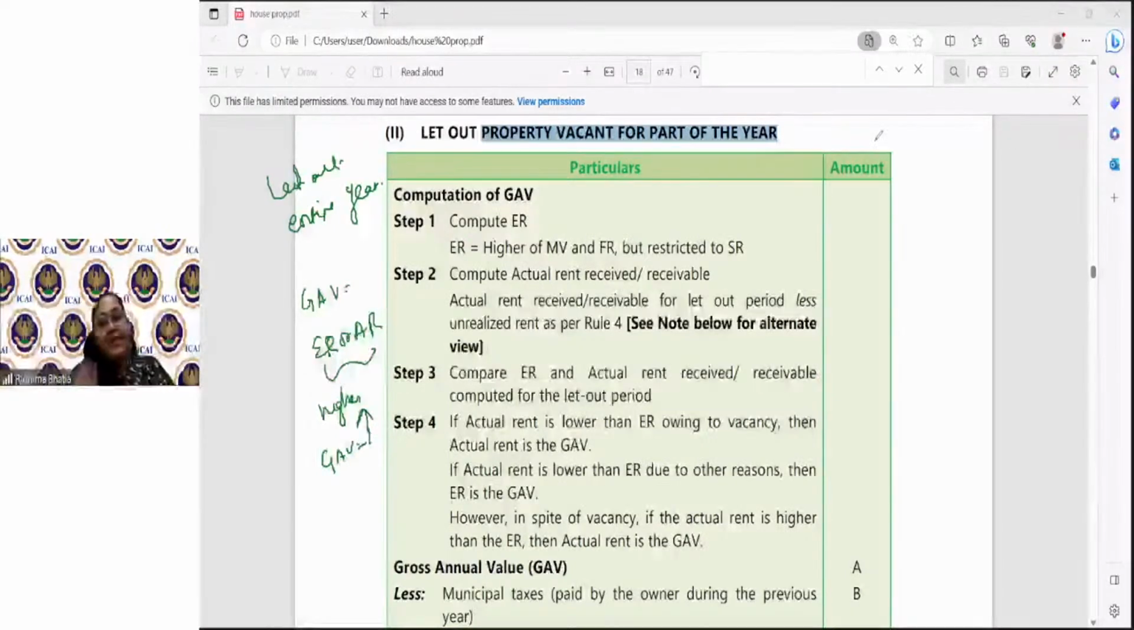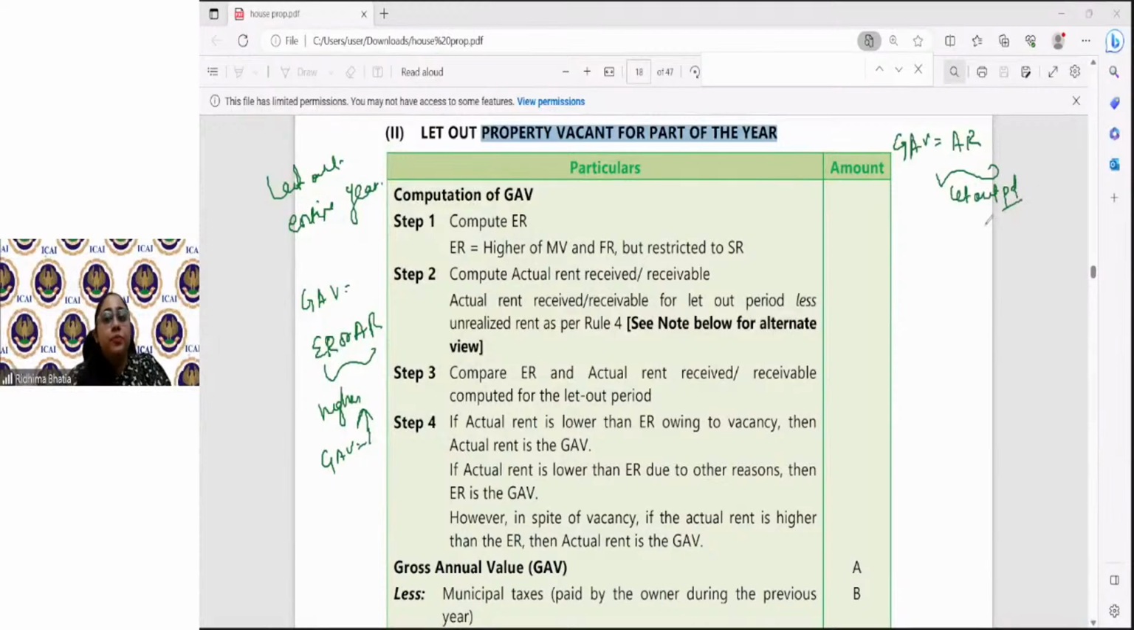बट सिंस वैकेंसी, अब एक जेन्युइन सिचुएशन है कि वैकेंसी की वजह से किसी को एक्चुअल रेंट कम मिल रहा है. एक तो उसको लॉस ऑफ इनकम हो गया बिकॉज टेनेंट छोड़ के चला गया, राइट, the tenant left, तो एक लॉस ऑफ इनकम हो गया. तो GAV in that case would be the actual rent for the let out period.